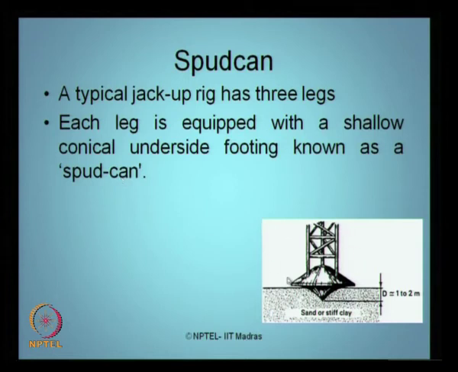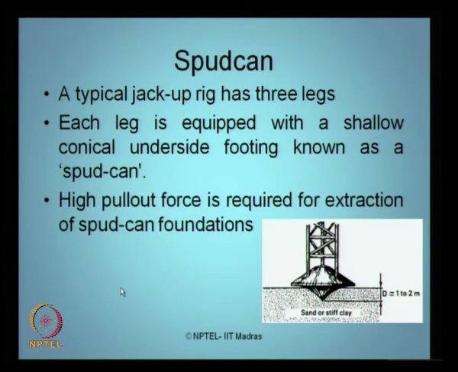The photograph what you see here is a conical shaped component which is located at the bottom of every leg. This is a typical lattice tower leg. So, the conical shaped spud can is located under every leg. This gets founded in soil, maybe stiff clay or sand. The depth of penetration of this conical portion varies approximately from 1 to 2 meters. Once you do this kind of foundation arrangement for a leg, it requires a very high pull out force for extracting this from the foundation.